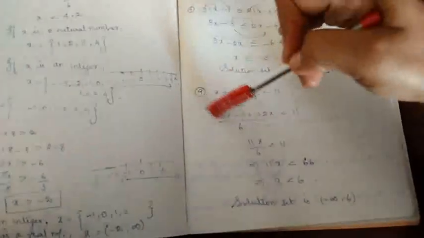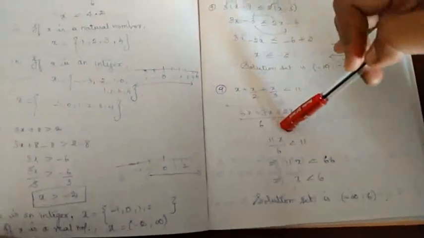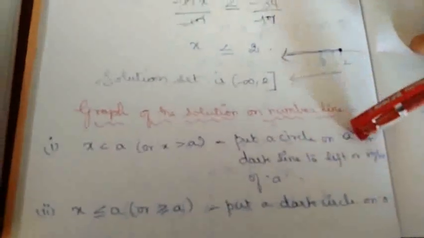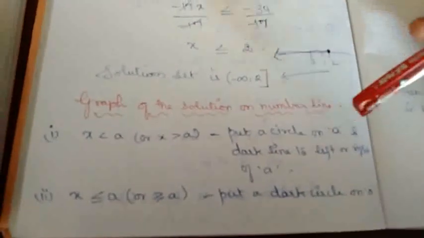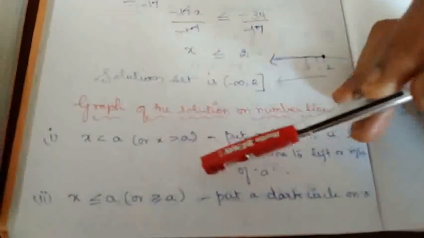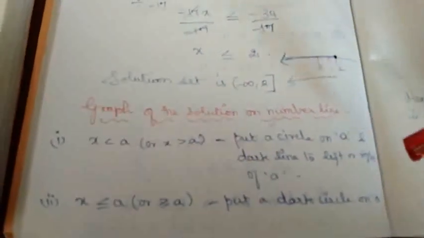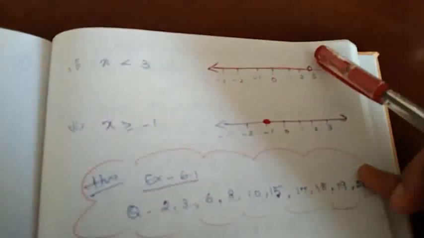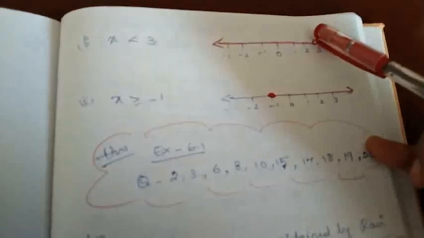Yes, when you have a question like this also, the same way, take LCM and simplify it for x. Next we have seen how to give the solution of the inequality on a number line. If we get the solution set as x is less than a or x is greater than a, put a circle on a and a dark line to the left or right of a. If x is less than or equal to or greater than or equal to, put a dark circle on a like this.